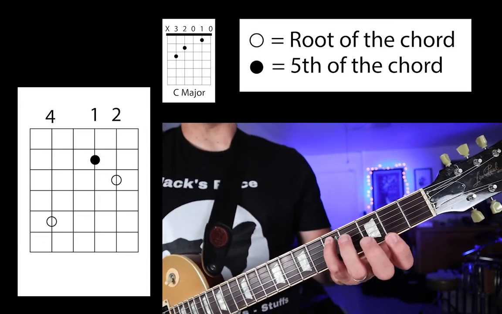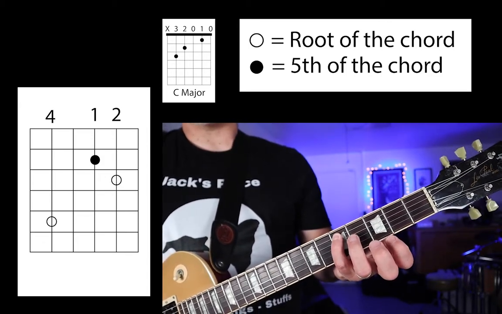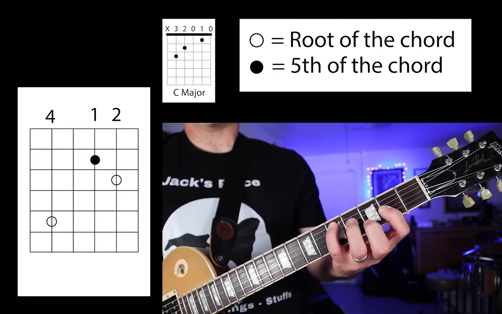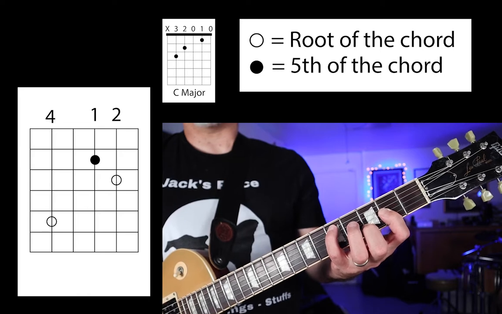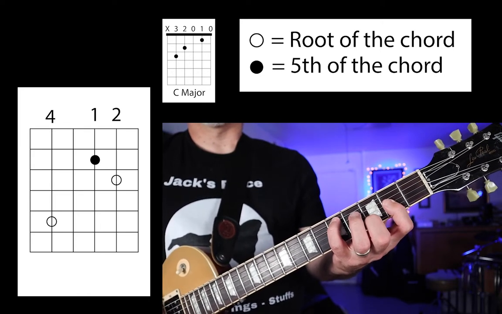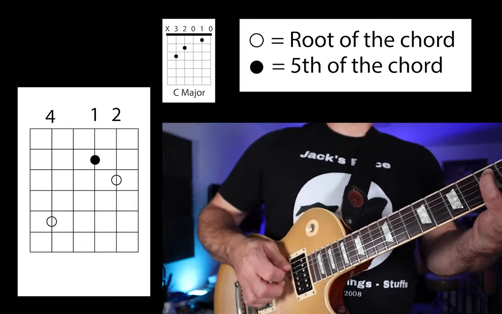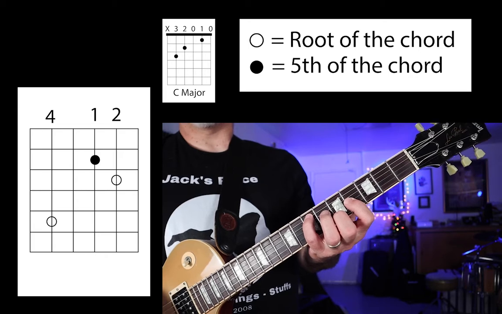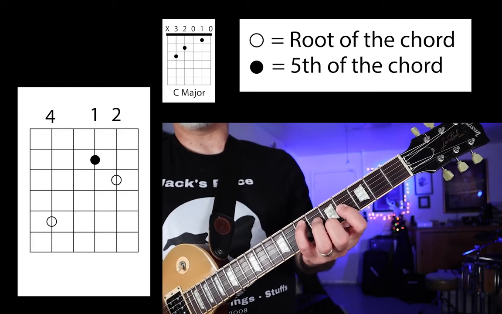Like if I wanted to move it up to D, I'd have my pinky on the 5th fret on the 5th string, my 1st finger on the 2nd fret on the 3rd string, and my 2nd finger on the 3rd fret on the 2nd string. I'm actually picking these with just my fingers like that. So if I was to move this up to E, this would be the shape here, and this is kind of the missing link in what I was just doing.